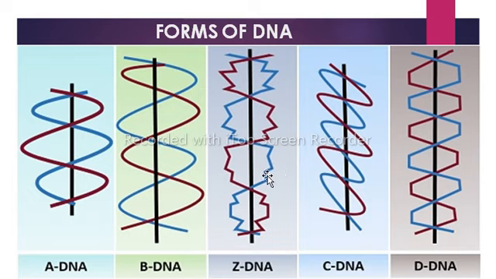The natural forms of DNA include A form of DNA, B form of DNA and sometimes Z form. These are natural forms of DNA. While artificial forms of DNA include cDNA, dDNA, eDNA and pDNA, which are not mentioned here. Let's discuss each form in detail.